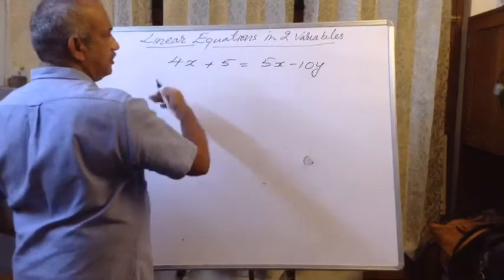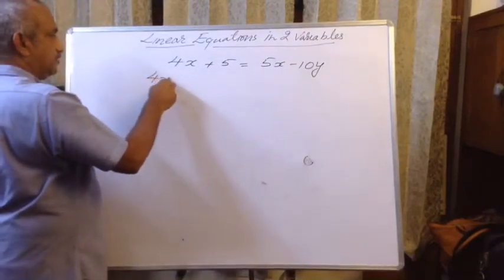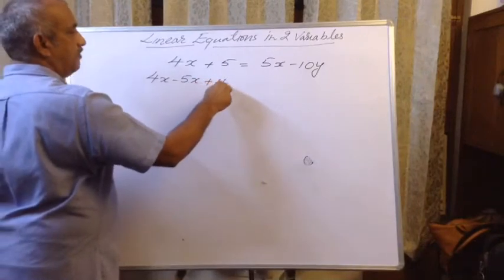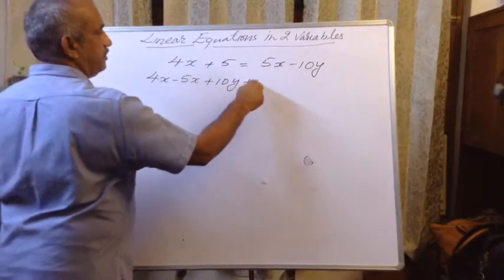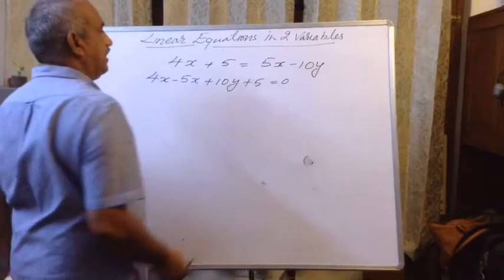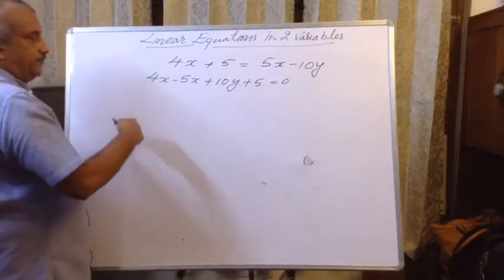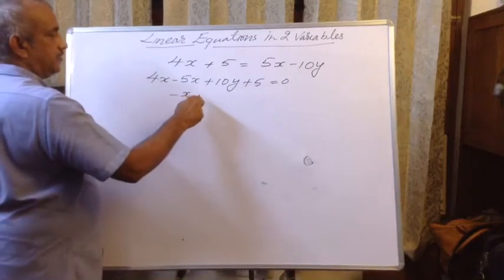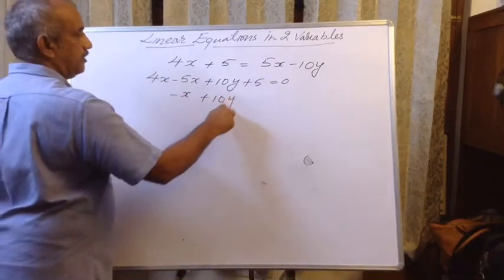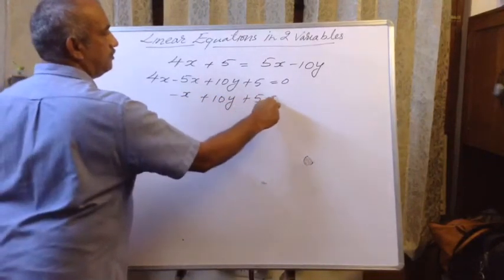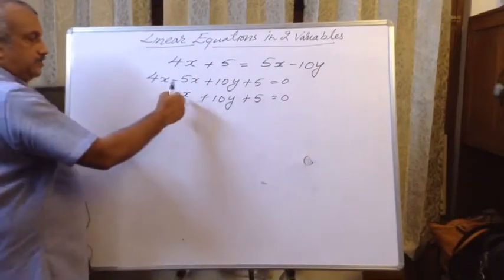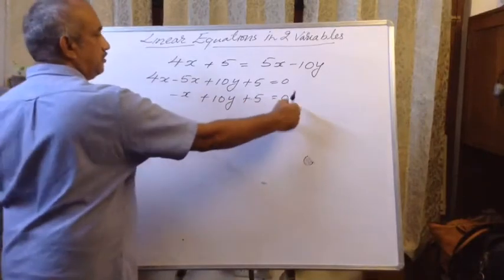So I am bringing all the terms this side. 4x minus 5x plus 10y plus 5 is equal to 0. I brought 5x and minus 10y this side. Now 4x minus 5x, minus x, plus 10y plus 5 is equal to 0. Now it is in standard form, Ax plus By plus C is equal to 0.